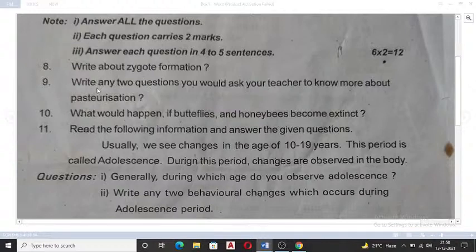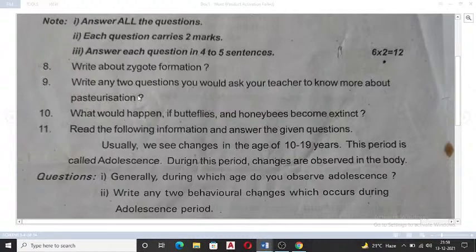Coming on to the next one, write any 2 questions you would ask your teacher to know more about pasteurization. Here, I request you not to just write, what is pasteurization, who introduced it, who discovered it. All these are simple questions. You have to go with this: on milk packets, I generally observe pasteurization. May I know what this process is?